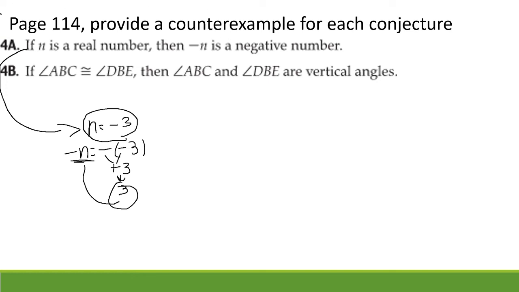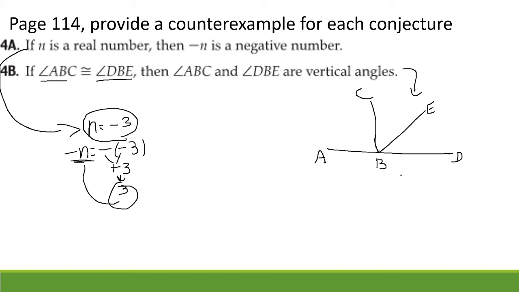If angle ABC is congruent to angle DBE, then those angles are vertical angles. So we need to have two angles that are congruent, and the conjecture says then they have to be vertical. We need to think about a case where they're not. Well, let's draw it like this. Here's A, B, C, and then maybe we have something like this here, and here we have D, B, E. Now again, I didn't draw this perfectly, so you have to give me a break there a little bit. But let's say that this angle here is 30 degrees, and this angle here is 30 degrees, and in the middle is 120, which doesn't look like it, but use your imagination.